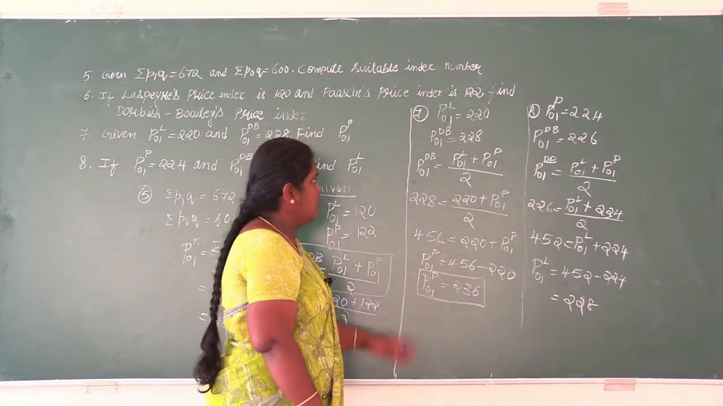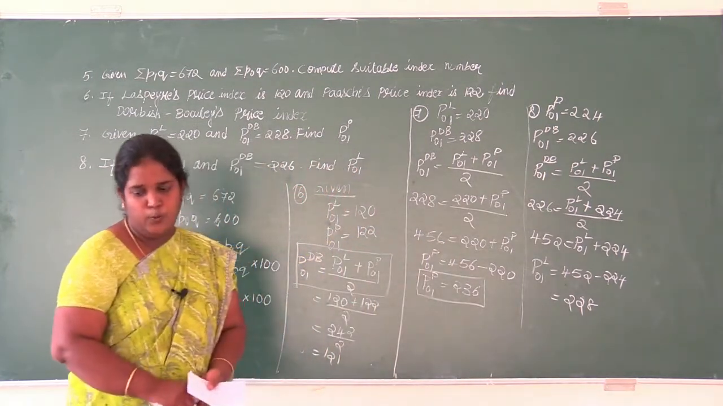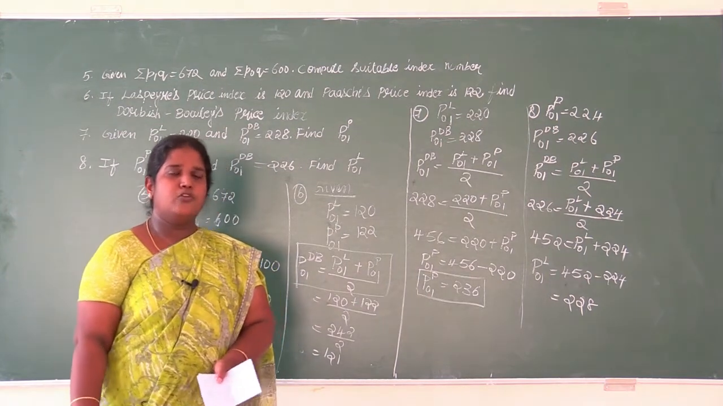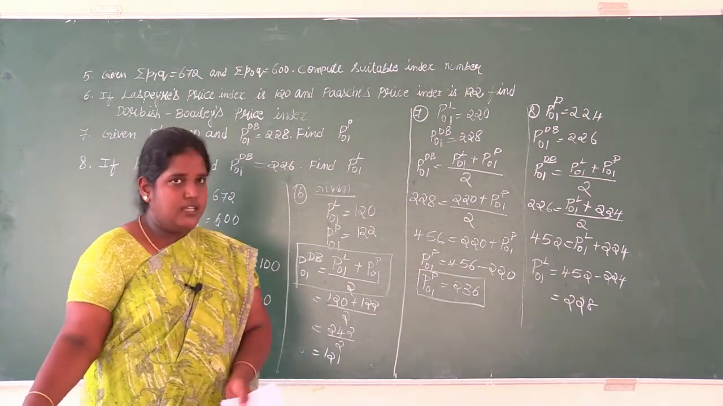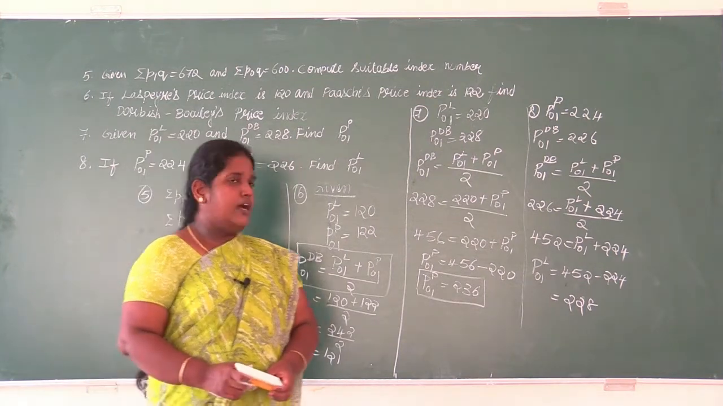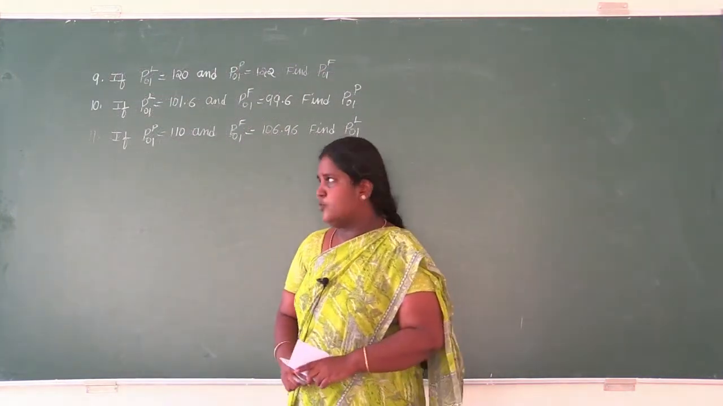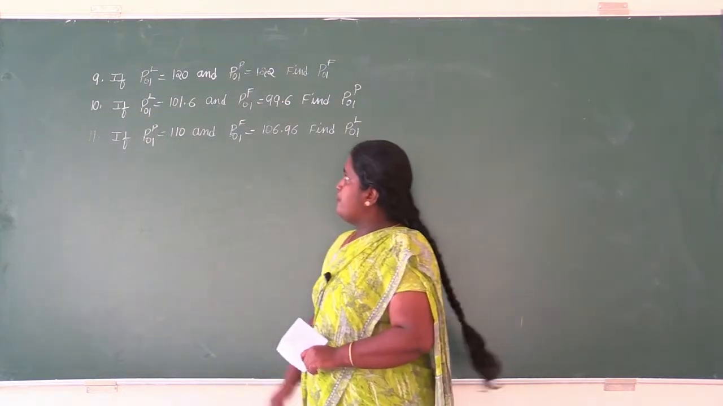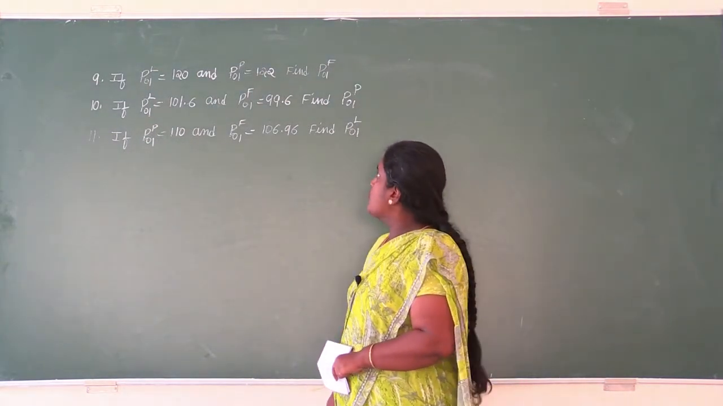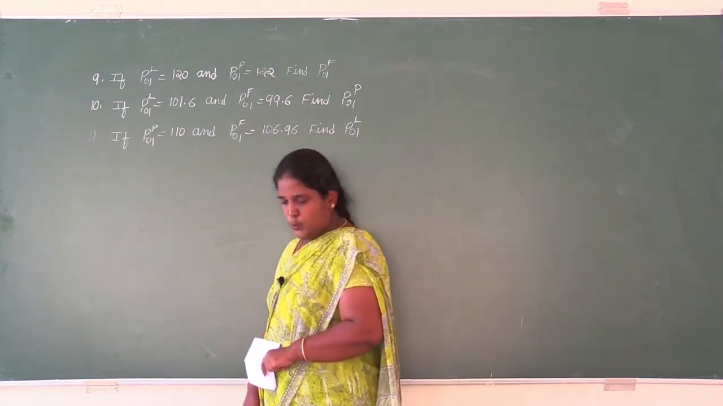So these are the 2 marks problems. Again, 1 mark for the formula, 1 mark for the answer. So here there will be no marks for the calculation. It carries marks only for the formula and the answer. The next problem of 2 marks is: if P01L equals 120 and P01P equals 122, find P01F.